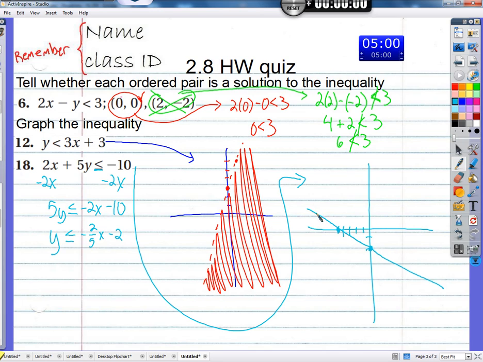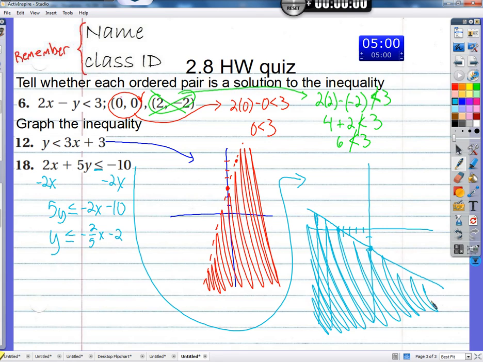Right? Here's the y value on the line. I want the values of y that are less. They're all down here. And I want the y values that are less than this y value. They're all down here. And we just keep doing that forever and ever, and we wind up shading this big area like this. Okay. All right. There we go.